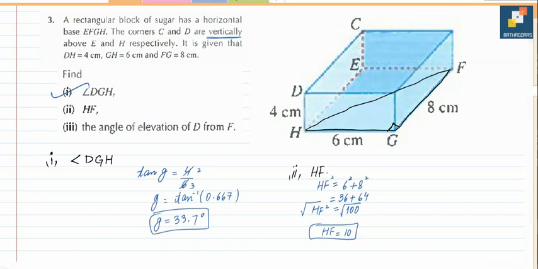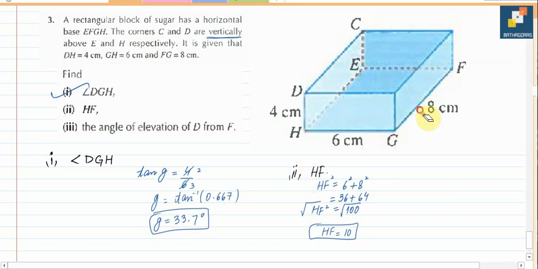At last it says the angle of elevation of D from F. Now I'm going to erase this one. And the last one is the angle of elevation of D from F. So first I'm going to draw the triangle H, F and D. That is a triangle, right? And in that triangle this angle is 90 degrees. We need to find the angle of elevation of D from F. That means this angle is unknown, and which value do we know? We know the value of HF, that is 10.